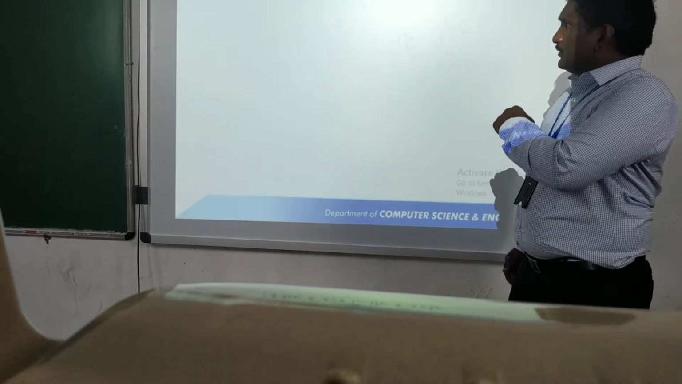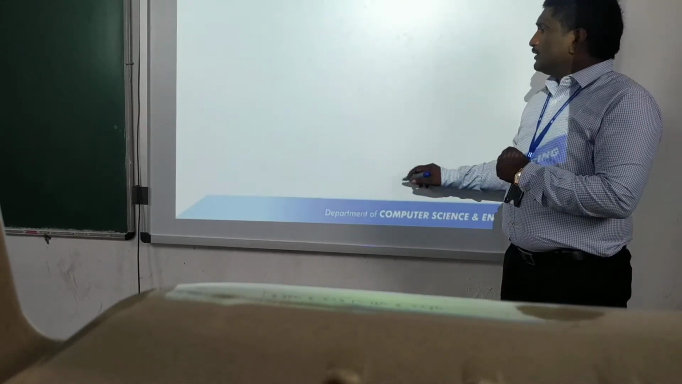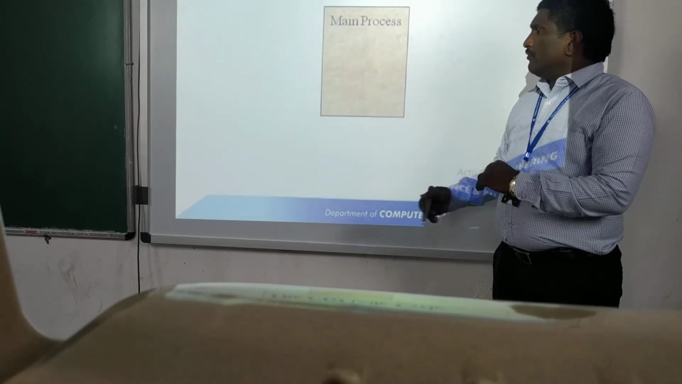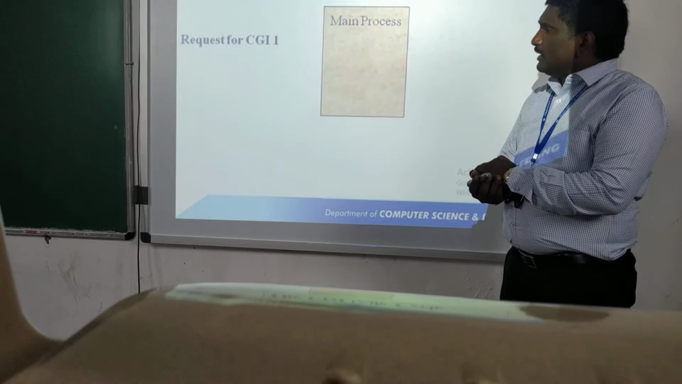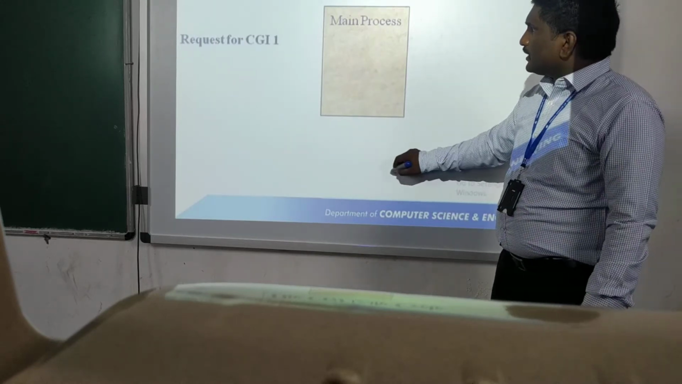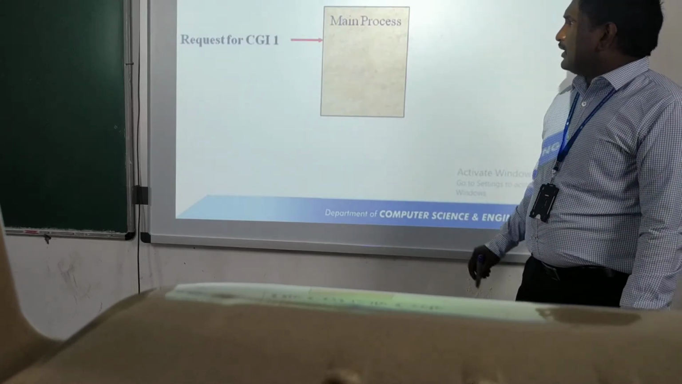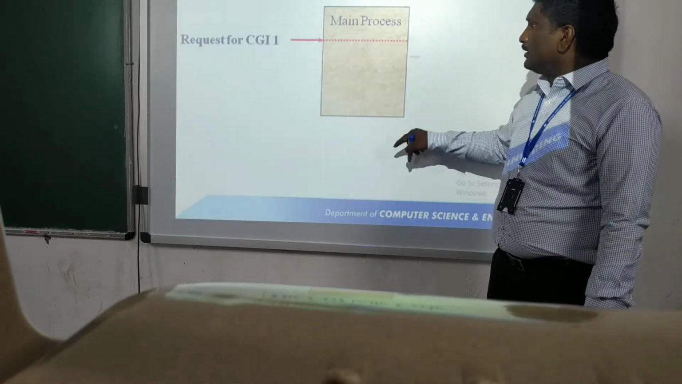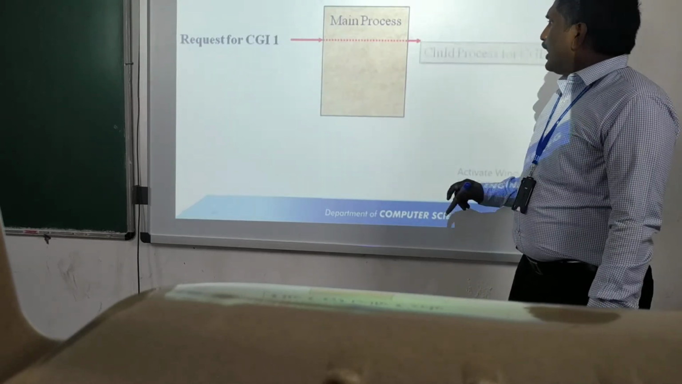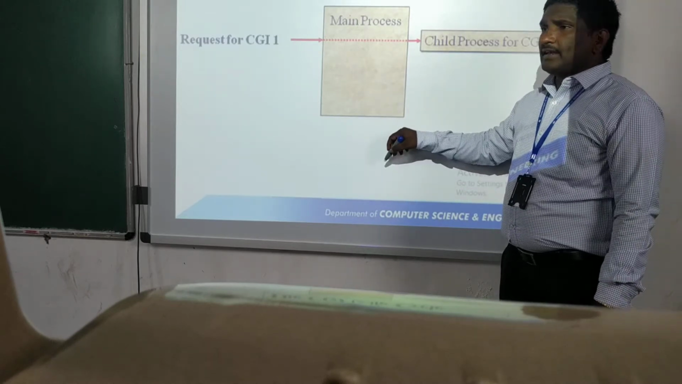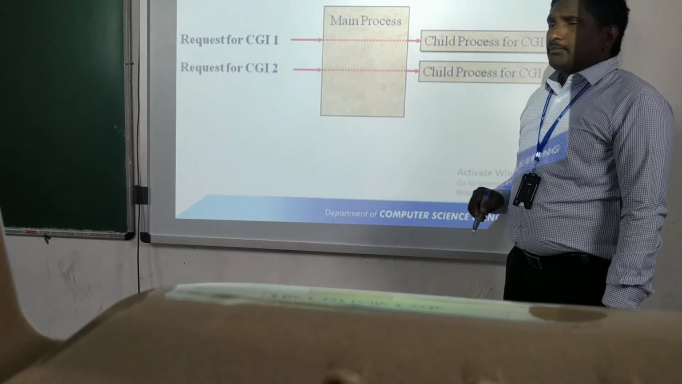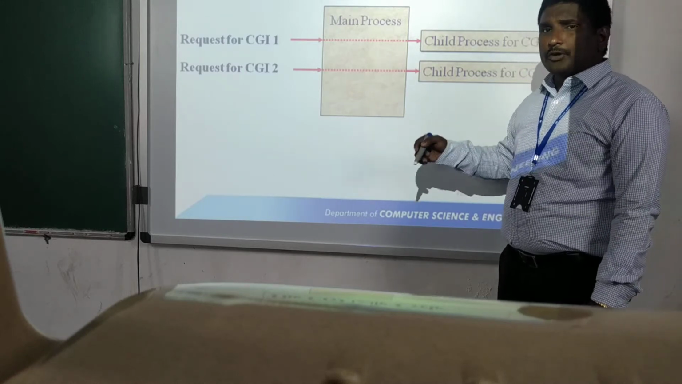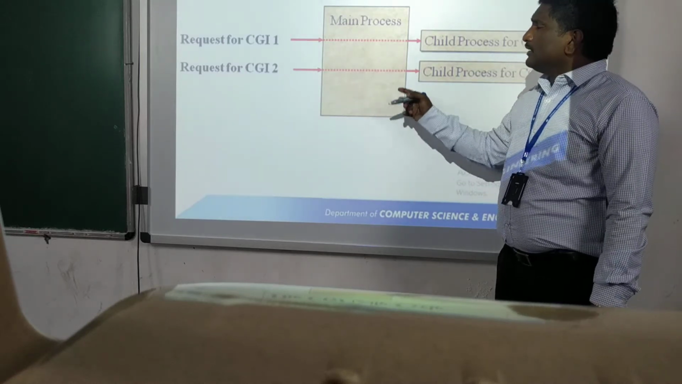While coming to the CGI life cycle, there is a main process, the CGI main process, the web server process. Whenever a client sends a request to the main process, the main process creates a sub-process in order to handle the client request. And whenever the next client sends a request to the main process, once again the main process creates one more sub-process to handle that client request.